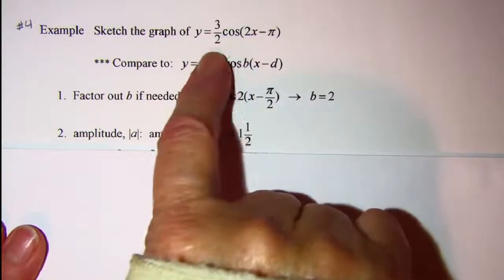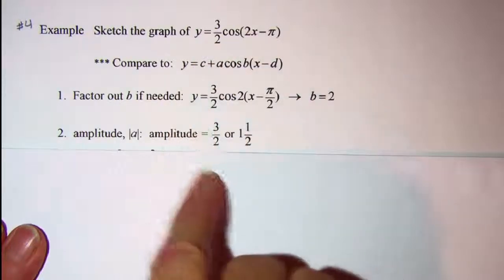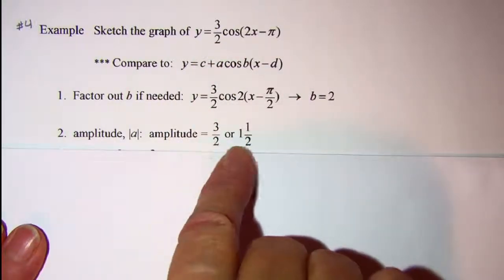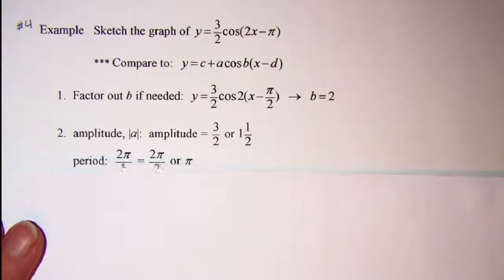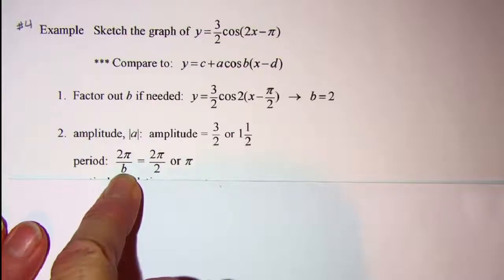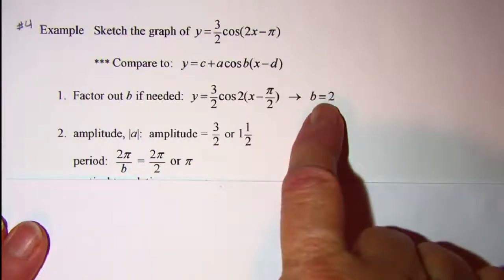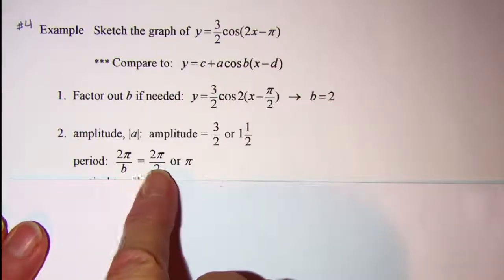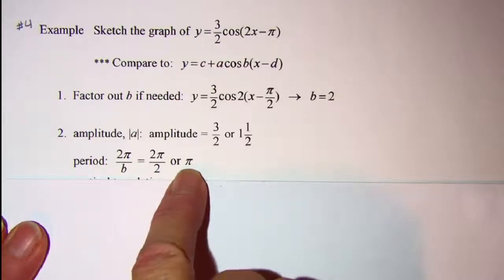The a is the amplitude. Absolute value of 3/2 is 3/2. So our amplitude is 1.5. Our period we find with the formula 2 pi over b. Since we found b to be 2, then our period is 2 pi over 2, which simplifies to pi.